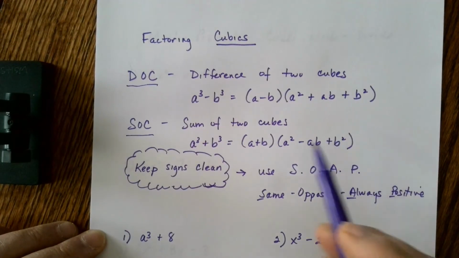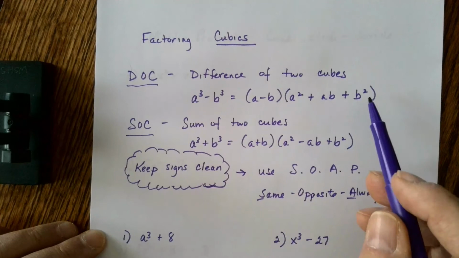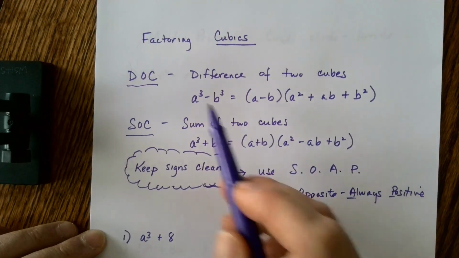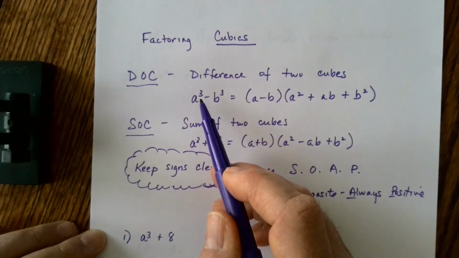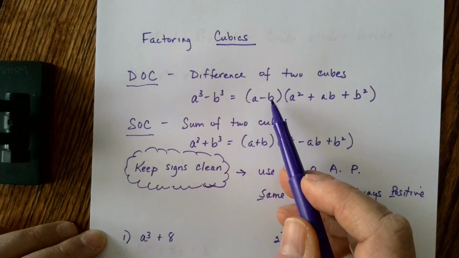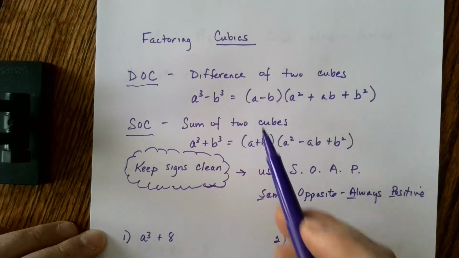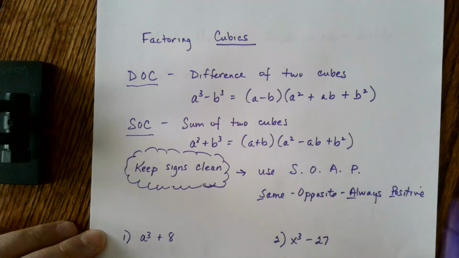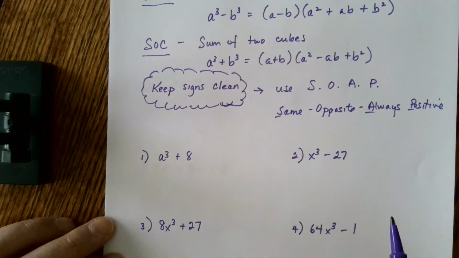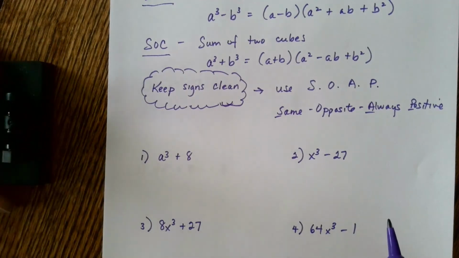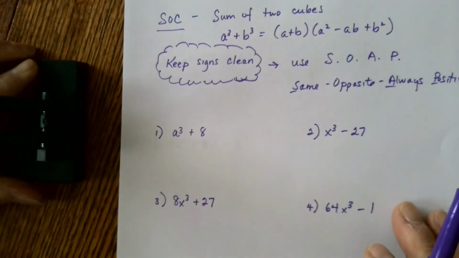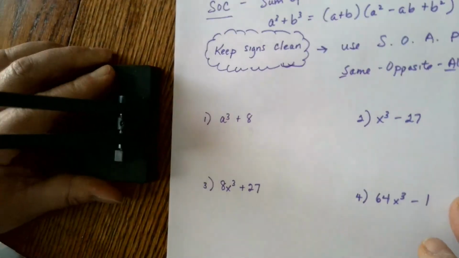Now notice how we end up with our terms. It's always a binomial times a trinomial. A to the third, well, the cube root of that would be a, and b to the third, the cube root of that would be b. So let's see if we can factor some of these perfect cubes down below. And again, there are many ways to factor cubics. This is just one technique, and again, I'm just reviewing for people who need to see the review of how to factor these different terms.